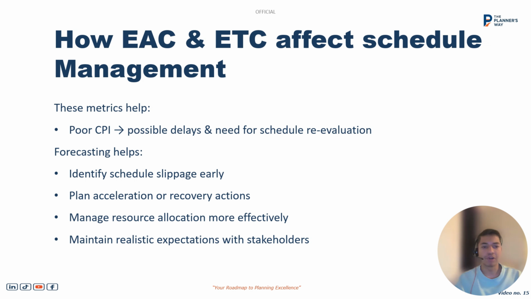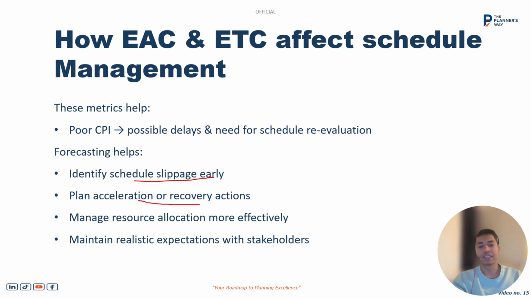The first one, in terms of cost: if the CPI is poor, that means we are running over budget, if our CPI is 0.6 or not close to 1, in that case we have to do the schedule re-evaluation and calculate the new forecast budget. And in terms of schedule, forecasting helps to identify early slippage and plan for acceleration or any recovery action that we can take. We can adjust some links and logic, or do some tasks simultaneously to recover the days which have been delayed.